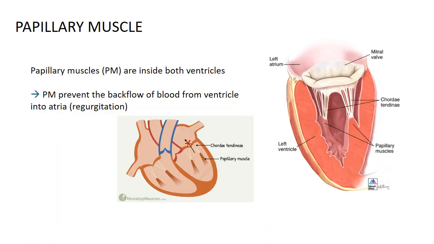So a little bit of introduction with anatomy here. Papillary muscles are small structures that are located inside both ventricles, and basically they contract during systole in order to prevent the blood from going back into the atria, which is called regurgitation.